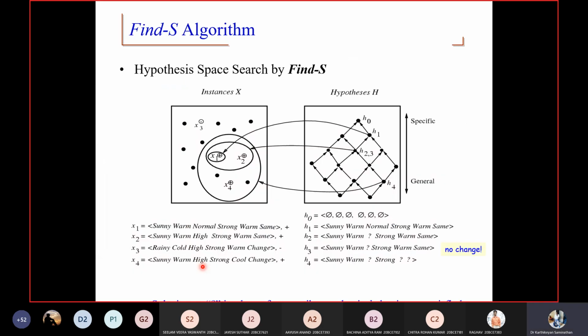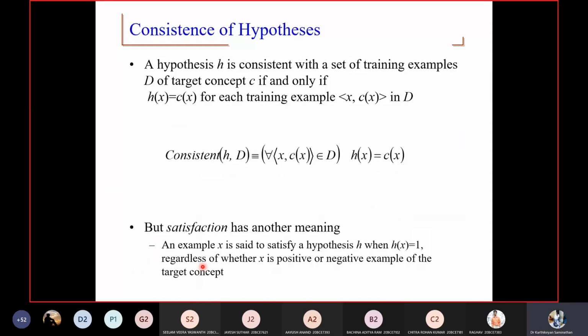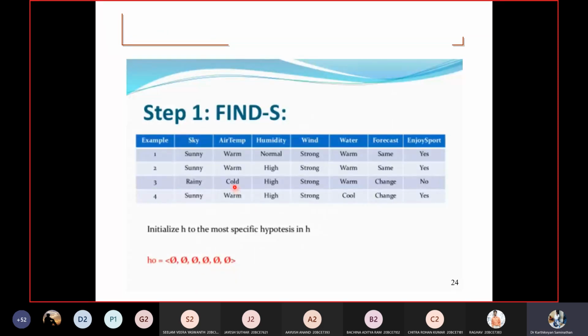Now I will take you to the problem straight away. So now you take, this is your problem. Example 1, or instance 1. You can see there are 6 attributes: sky, air temperature, humidity, wind, water, and forecast. This enjoy sports is nothing but your concept.